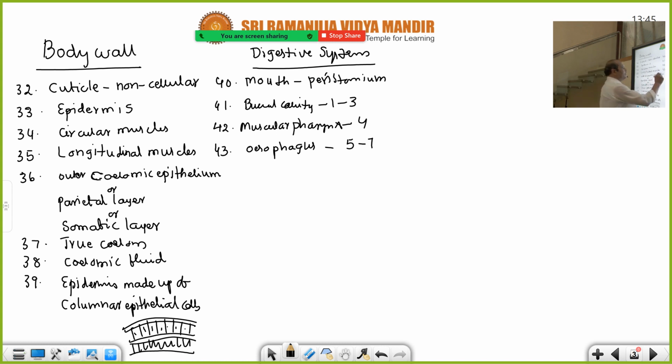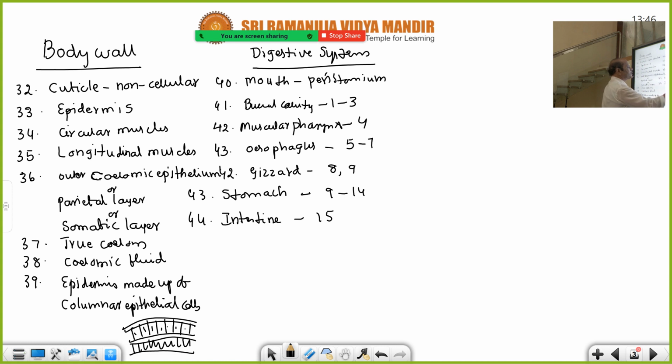Esophagus. And then esophagus leads into a ball-like gizzard. Gizzard is occupied by half in the 8th, half in the 9th. That's why 8, 9. Gizzard leads into stomach. Stomach 9 to 14. Intestine 15th to last. 15th to last intestine. So this is the actual question.